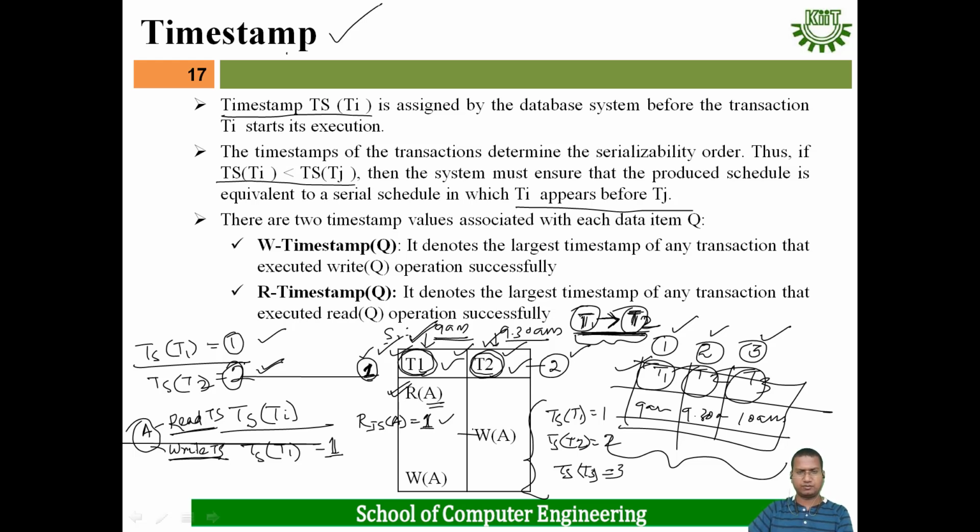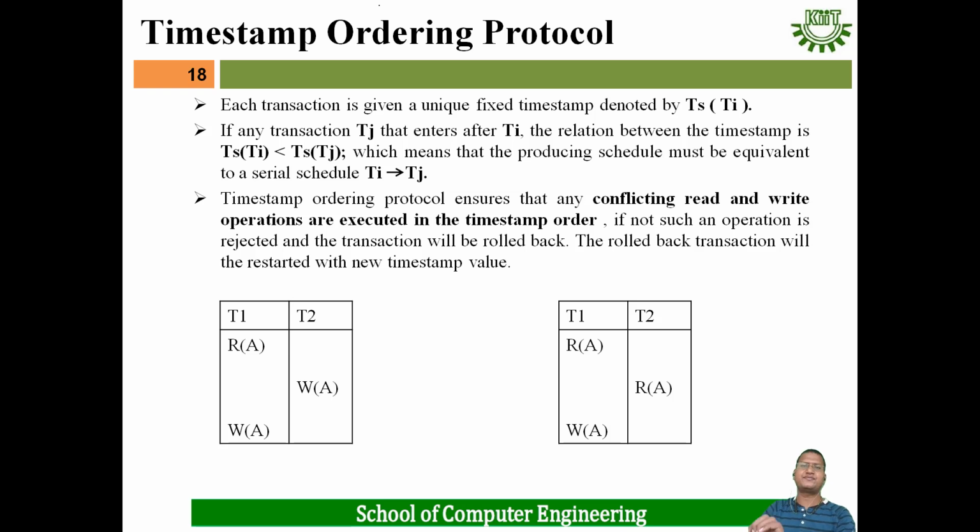Suppose the write operation has been performed by transaction T2. Then the write timestamp of data item A is equal to the largest timestamp of the transaction which has performed the write operation. What is the timestamp of the transaction T2? That is 2. In this way, we can assign two kinds of timestamps to a data item, and we can assign only one timestamp to a transaction. Then what does the timestamp ordering protocol tell you?